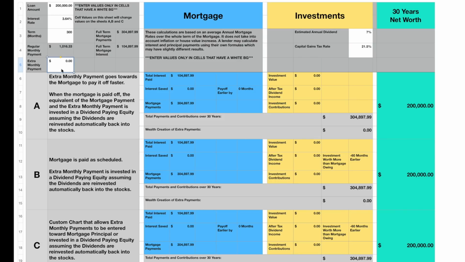In scenario B, there would be no extra mortgage payments made. We'd just pay the mortgage as scheduled. We'd take our extra money that we're putting into this white box up here, the extra monthly payment, and it would go towards the investment. And at some point in time, that investment is going to be worth more than the value remaining on the mortgage. This allows us to see which one is sooner, relatively easy.